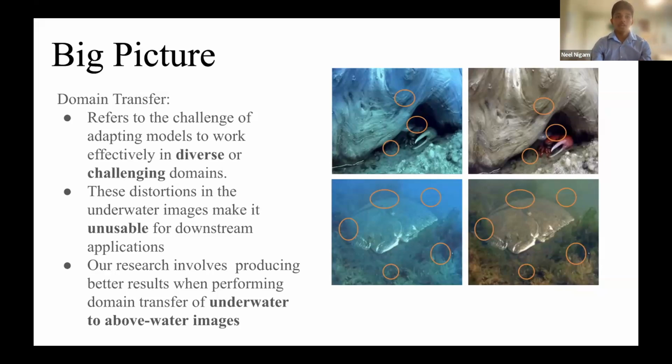Domain transfer refers to the challenge of adapting models to work effectively in diverse or challenging domains. Specifically, this concept involves problems where images are in a domain that is not the usual domain that image-based or computer vision models tend to work on. So for our research, it specifically involves producing better results by doing the domain transfer of underwater images to above water images. Throughout this presentation, we have some examples of what other groups have done to do domain transfer of underwater to above water and the challenges they faced, along with our own implementation and specific setup to do this.